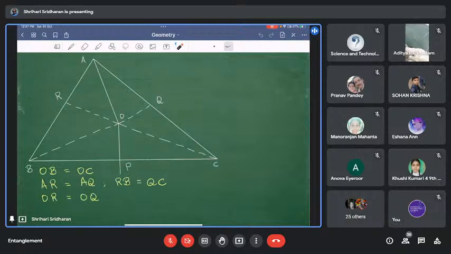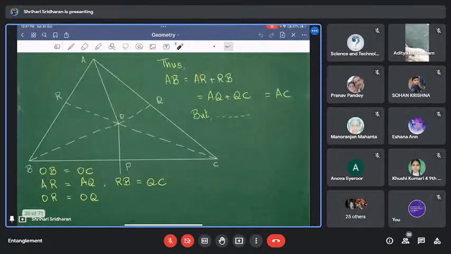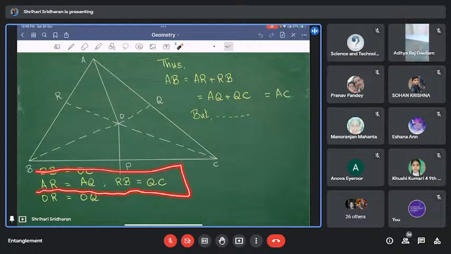Now let's take stock of what we have done. Your AB, one side of the triangle, can be written as being equal to AR plus RB. But then I know that my AR is the same as AQ and RB is the same as QC.